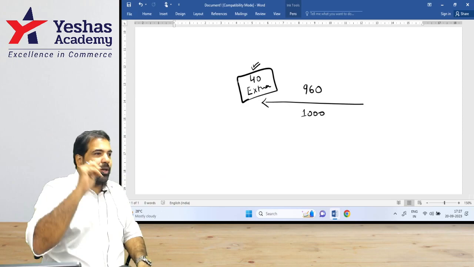Next, composition scheme dealer will issue what? Bill of supply. Exempt supplier will issue that too. But if you're making taxable and exempt supply, then invoice comes without supply.